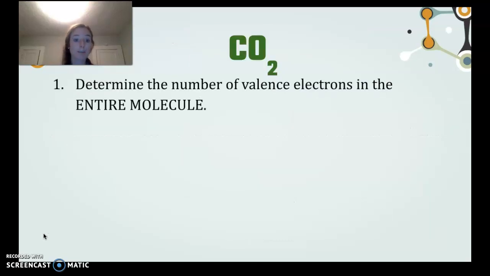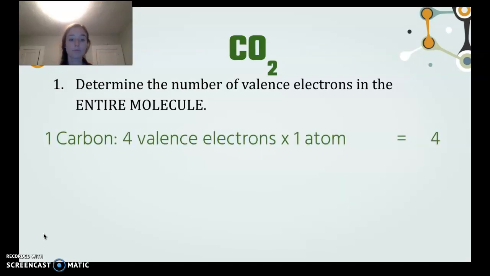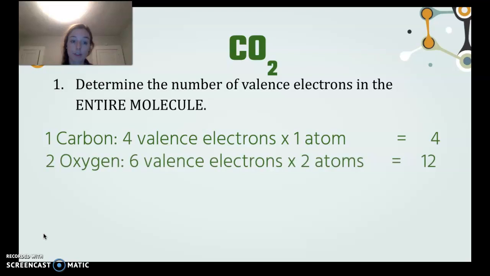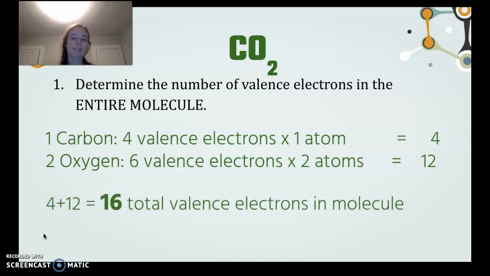Great, so we're going to start by drawing the Lewis dot structure for CO2. Our first 4 steps again are the same. So I determine the number of valence electrons in CO2. We have 1 carbon atom. It has 4 valence electrons. And then I have 2 oxygen atoms that both have 6 valence electrons. So we're getting 12 valence electrons from our oxygen, 4 from carbon. So total, I have 16 valence electrons in this molecule.